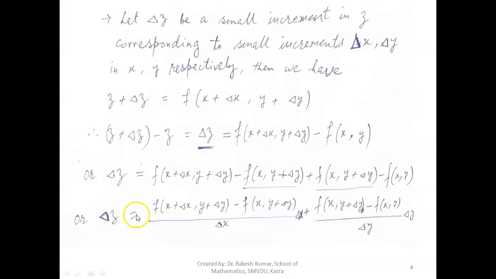So delta z is equal to, now what we are doing, we are separating these first two terms and the last two terms. So this minus this, and then simultaneously we are multiplying and dividing by delta x to this term, and similarly multiplying and dividing by delta y to this term. When delta x and delta y tend to 0, we have dz is equal to limit delta x tends to 0, delta y tends to 0 of the whole term. Then again just separating these two terms and taking limits on them separately, we get this step.